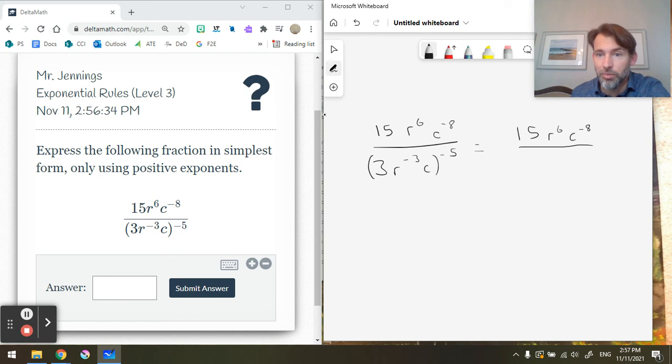Okay, so this is going to be 3 to the negative 5, r to the negative 3 times negative 5. This is r to the 15. And then c to the negative 5. Okay, now this is equal to 3 to the negative 5. Let's bring that to the top. That's 3 to the 5 on top. That's a really big number that we're going to have inside the solution here.